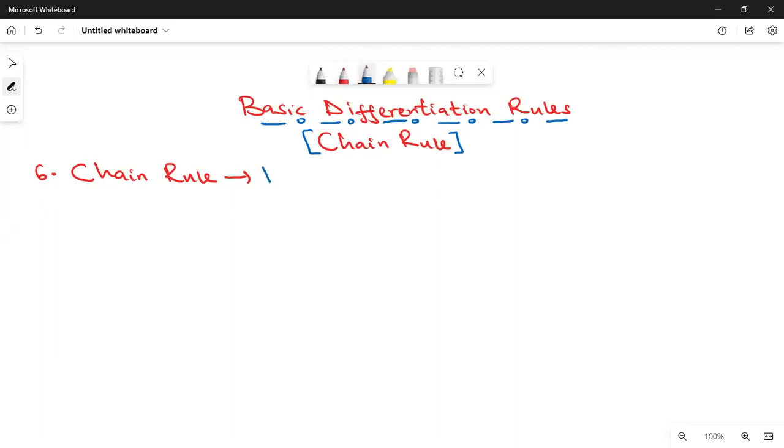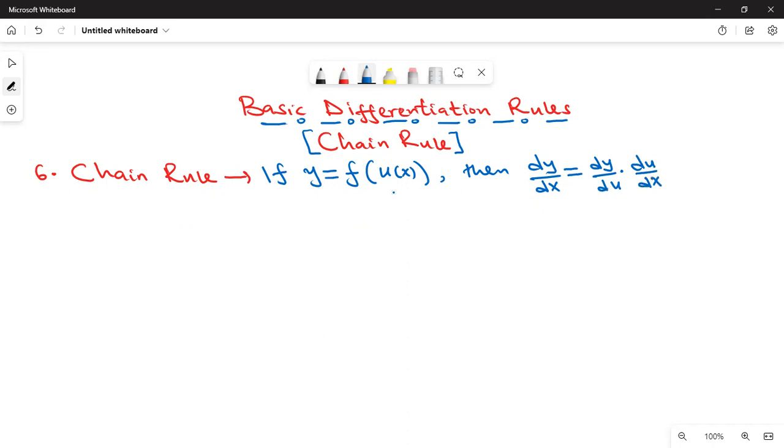We say if y is a function of u, where u is also a function of x, then dy dx is given by dy du times du dx. Y depends on u and u depends on x.